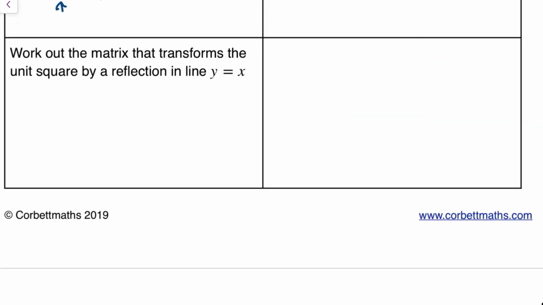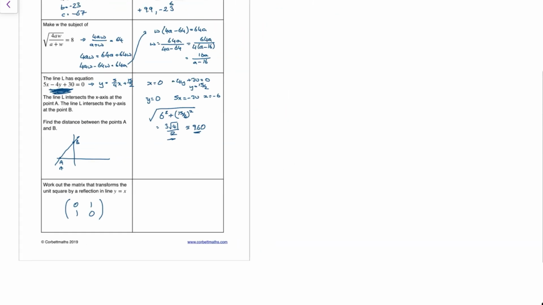Work out the matrix that transforms the unit square by reflection y equals x. Well, this is the easiest one of all, because I'm starting with 1, 0, 0, 1, and then I switch my y for my x, and my x for my y, which means the thing that does that is going to be 0, 1, 1, 0, and that is question done.